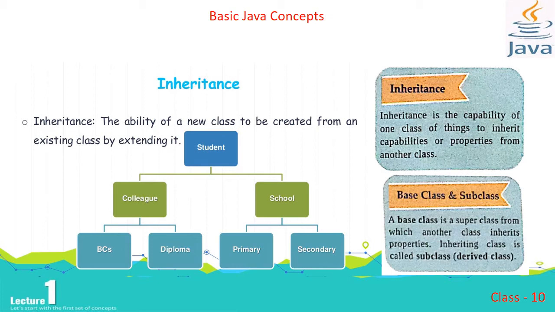So here in this example, the student is on top, so it's the parent class, we can say the base class. Now the two classes inherited from it are the college and the school. These are the derived classes, or subclasses. And the college has two more classes, the BSc and the diploma. They are again subclasses of the super class or base class college, and the same way for the school also.